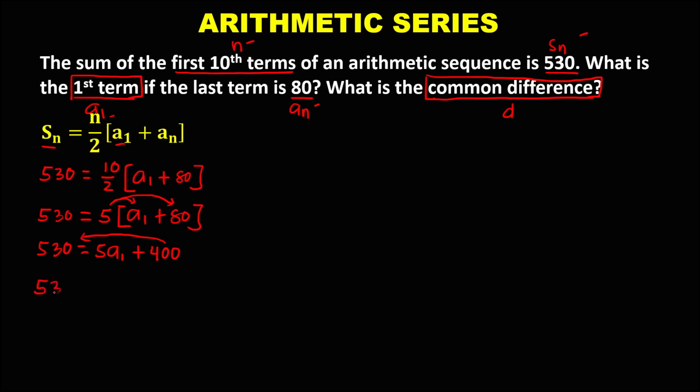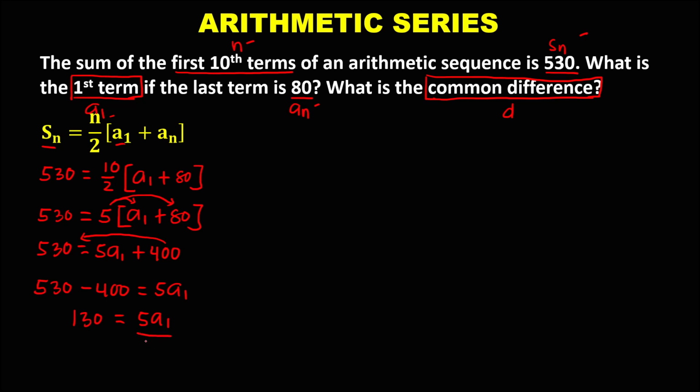Then transpose this positive 400 to the other side. So this becomes 530 minus 400 equals 5 times A sub 1. Then this 530 minus 400, this is equal to 130, equals 5 times A sub 1.